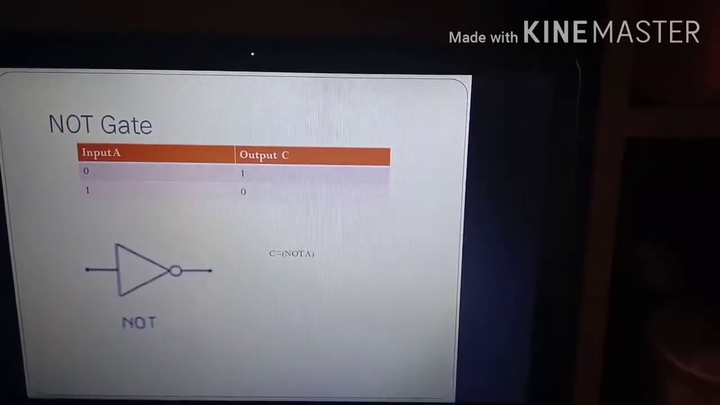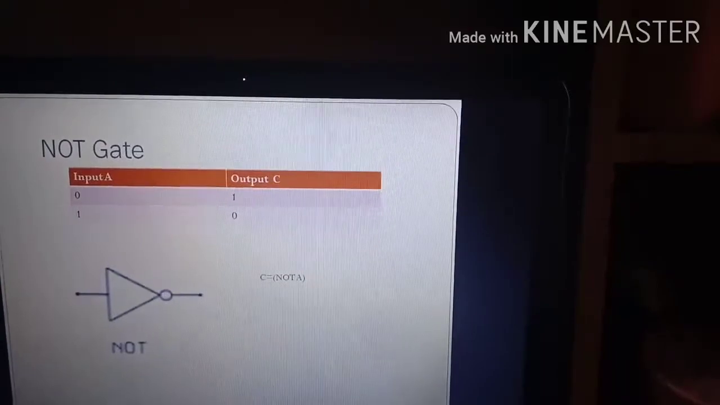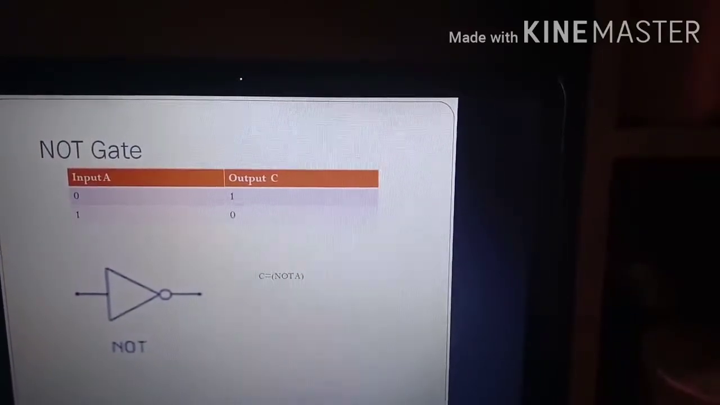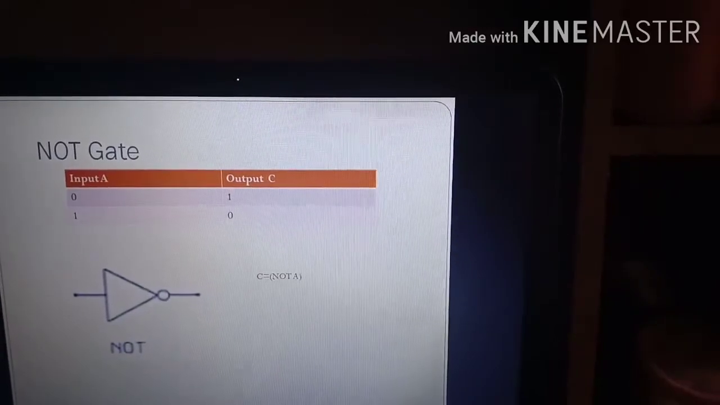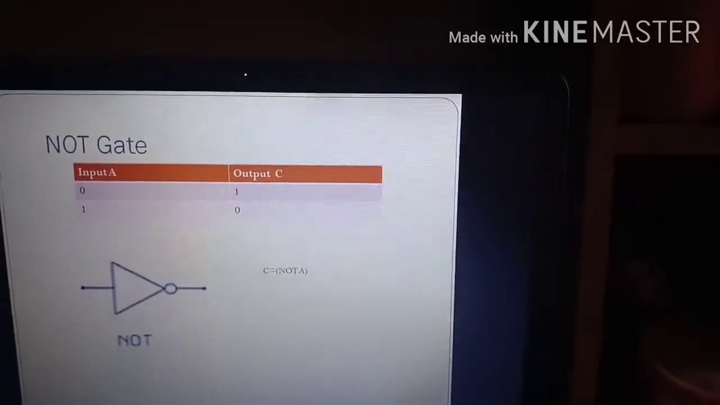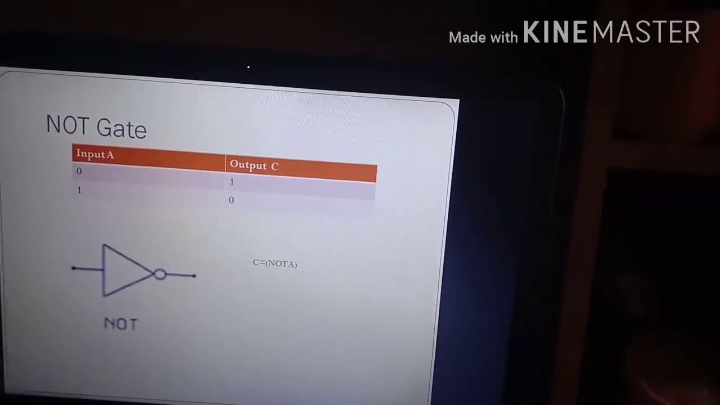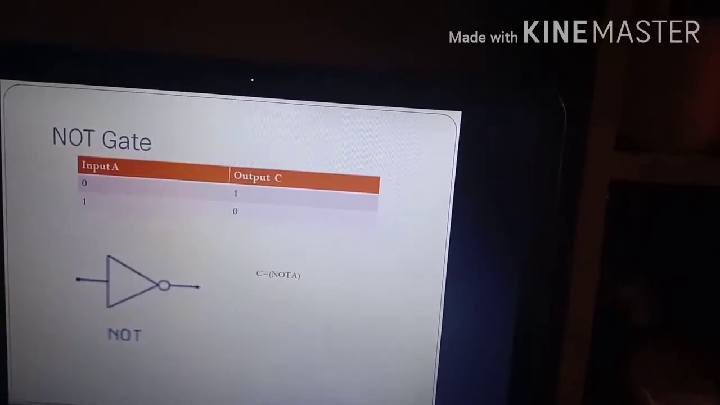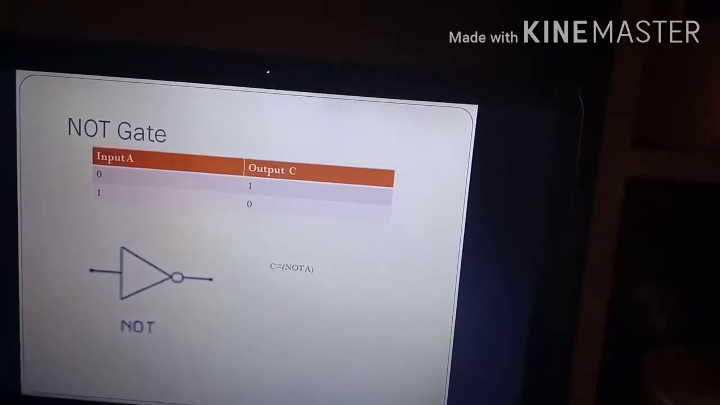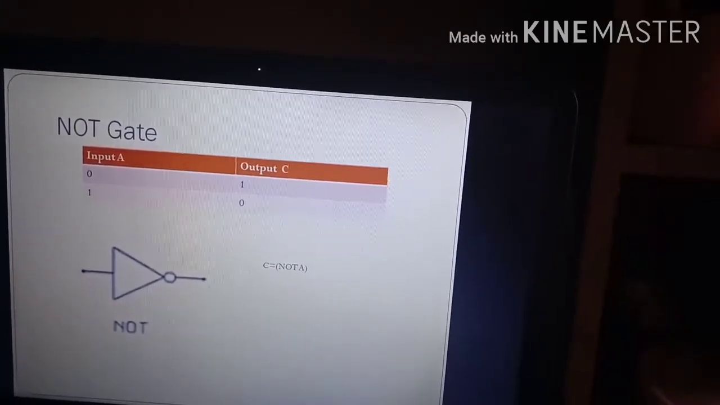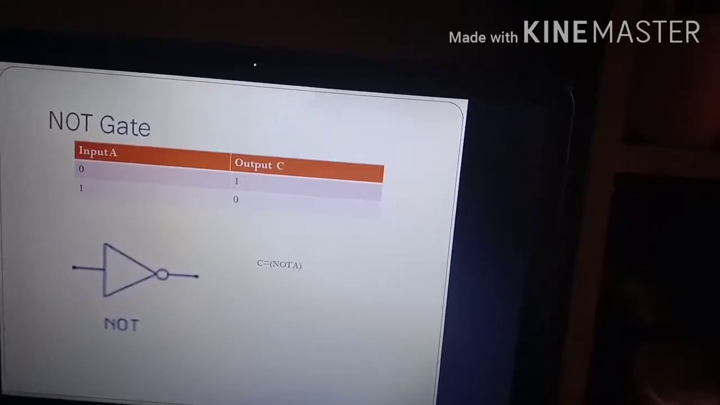This is NOT gate. NOT gate works like an inverter, and the Boolean expression of NOT gate is C equals A bar. That means when the input is low, output is high; input is high, output is low. And there is one type of gate called buffer, and in the case of buffer, when the input is 0, output is 0; input is 1, output is 1.